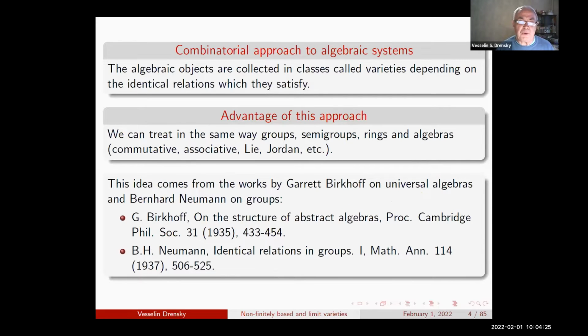But what is the combinatorial approach? You divide the algebraic objects in classes. You call these classes varieties, depending on the defining relations which they satisfy. The good thing here is that you can do the same things for groups, for semigroups, for rings, for algebras, commutative algebras, associative algebras, Lie, Jordan, etc. This idea is very old. It comes from the work by Garrett Birkhoff on universal algebras, and Bernhard Neumann on groups. This is from the 1930s.